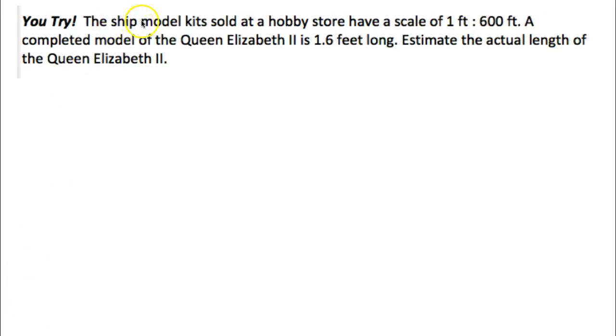It says, the ship model kits sold at a hobby store have a scale of 1 feet to 600 feet. A completed model of the Queen Elizabeth II is 1.6 feet long. Estimate the actual length of the Queen Elizabeth II. So this says the ship model, that's like a tiny boat, is sold at a hobby store, where you buy collectible things. And the scale is 1 feet to 600 feet. A completed model of the Queen Elizabeth II, that's a fancy, famous boat, is 1.6 feet long. Estimate the actual length of the Queen Elizabeth II.